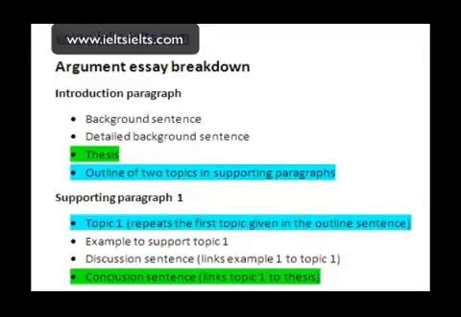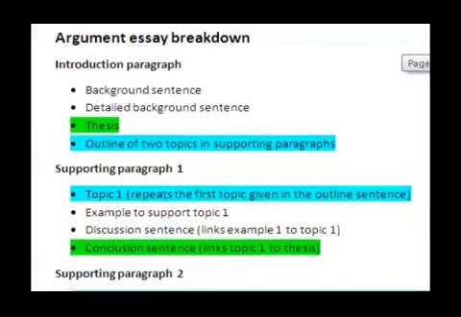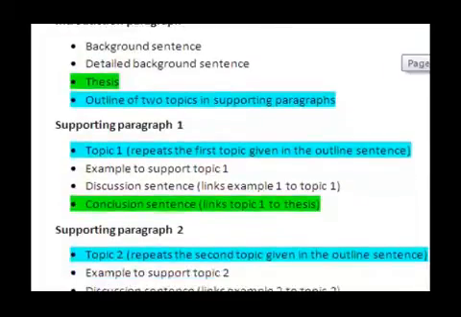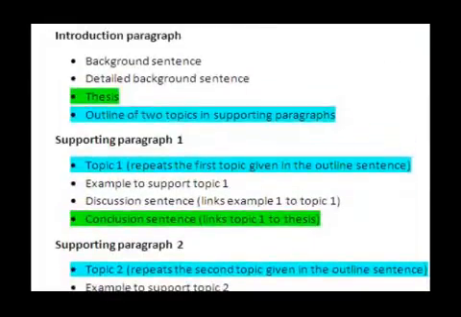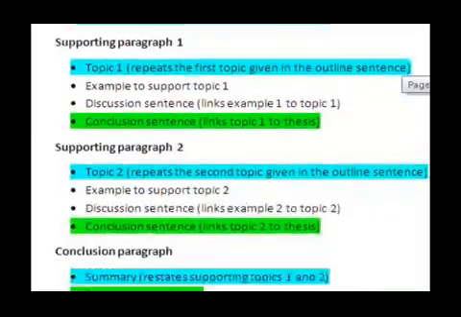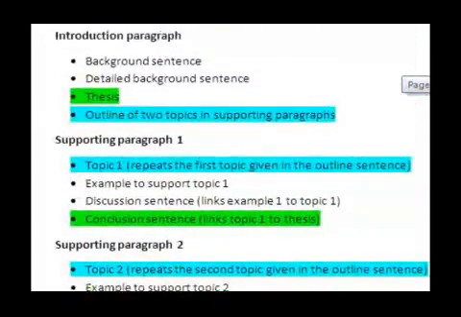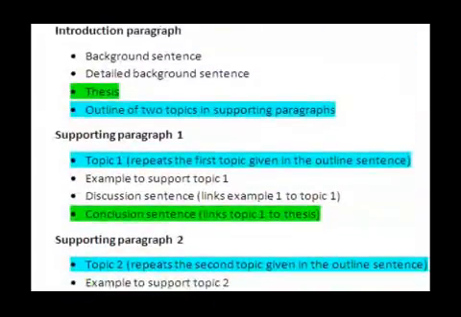In this lesson, we're going to look at how the paragraphs of an argument essay link together. So here I have a breakdown of the different sentences that make up the paragraphs of an argument essay. We have the introduction paragraph, supporting paragraph 1, supporting paragraph 2, and the conclusion paragraph. And I've tried to coordinate them with colors to show how the paragraphs link together and work as a team.